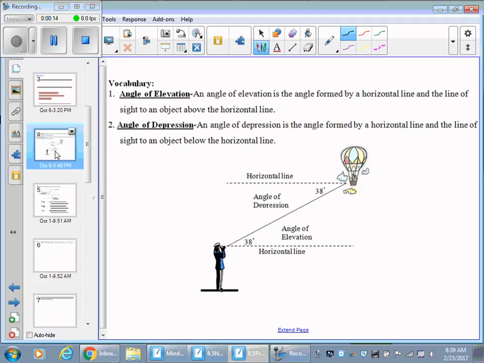When we have an angle of elevation, we are first going to look out and then look up. And that creates an angle of elevation at this point right here.